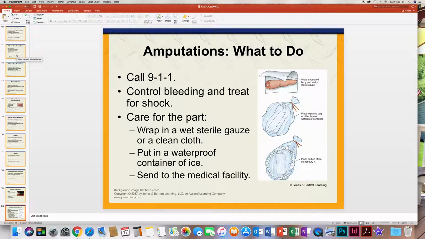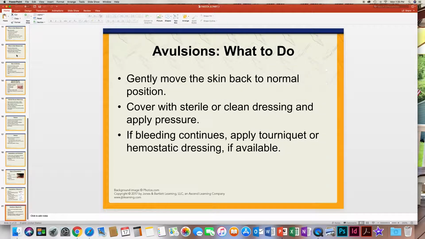If you do have a patient that has an amputation, call 911, control the bleeding, treat the shock, and care for the body part. Wrap it in wet, sterile gauze, put it in a container of ice, and send it to the medical facility immediately. If it's an avulsion, you gently move the skin back to the normal position, cover it with a sterile dressing, apply pressure. If the bleeding continues, apply a tourniquet or hemostatic dressing if available.